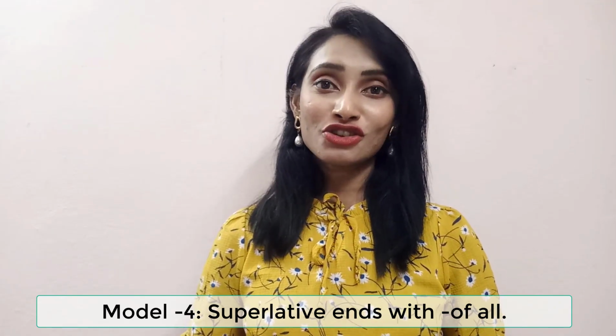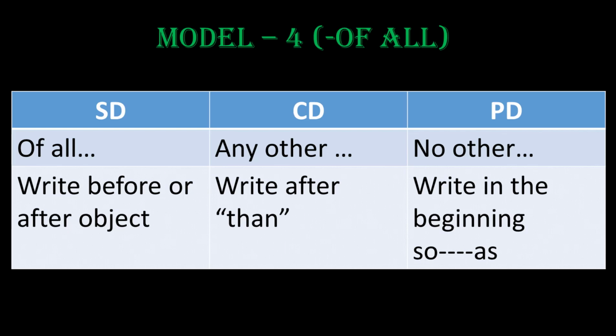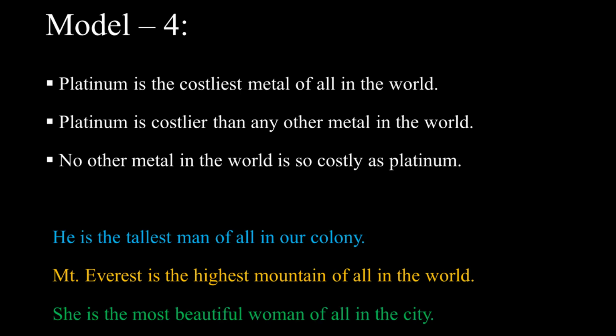Then the structure should be of all right before or after object, and in comparative degree we have to write any other after than, and sentence should begin with no other in positive degree, and the sentence should have so as structure. For example, platinum is the costliest metal of all in the world. Comparative, platinum is costlier than any other metal in the world. Positive, no other metal in the world is so costly as platinum. Try to convert the remaining sentences.